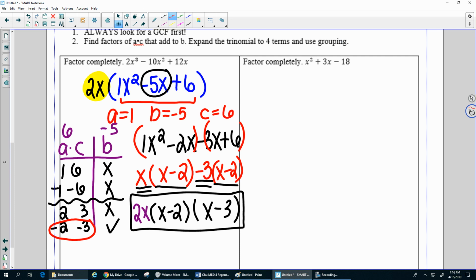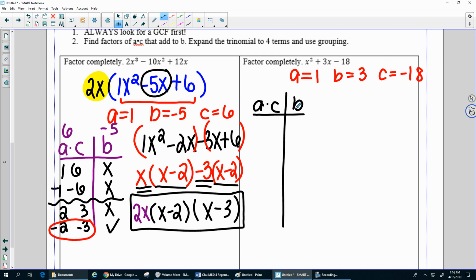so we're just going to get factoring by grouping right away. Our a value in this case is 1, our b value is 3, and our c value is negative 18. So again, let's make our table. We have a times c, and we have b. A times c in this case is negative 18, and our b value is going to be 3.